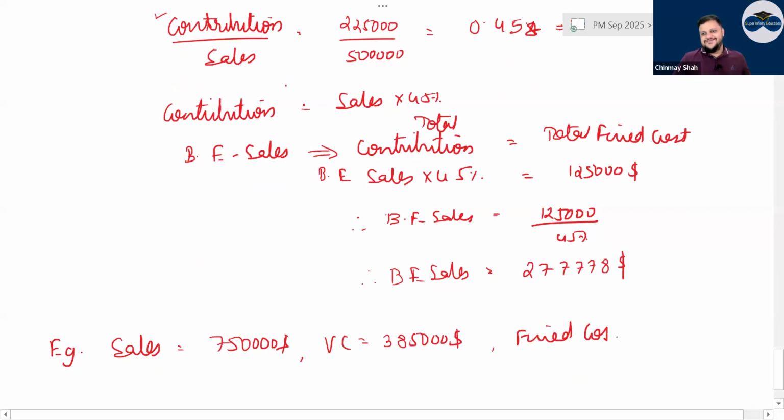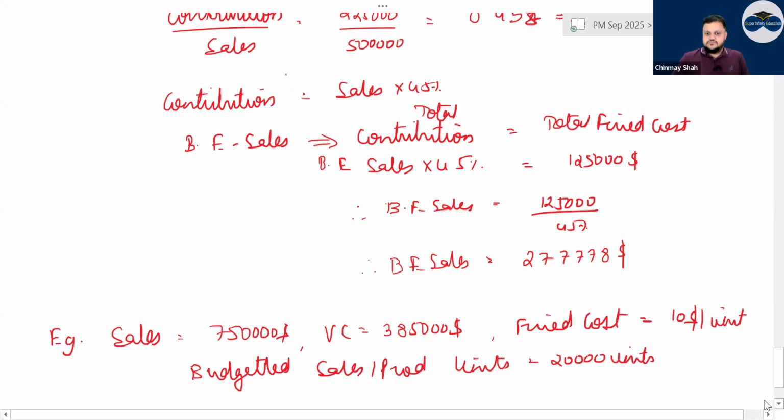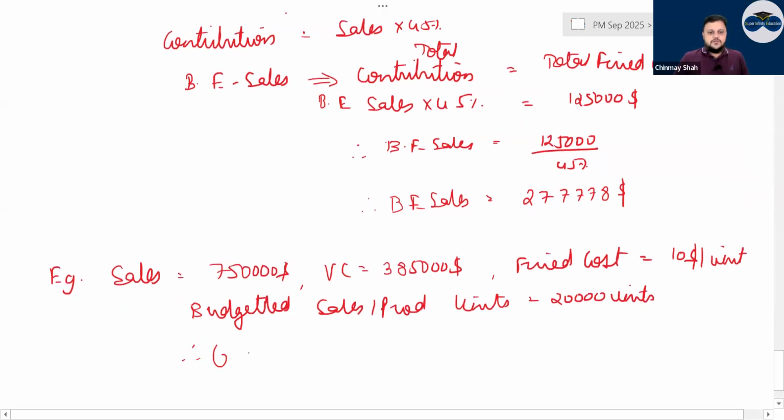ऐसा लिखो, fixed cost is equal to $10 per unit, देखो, and budgeted sales and production units is equal to 20,000 units. Therefore, calculate break even point units, है, break even point sales.